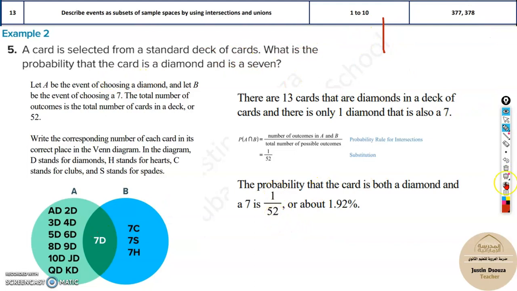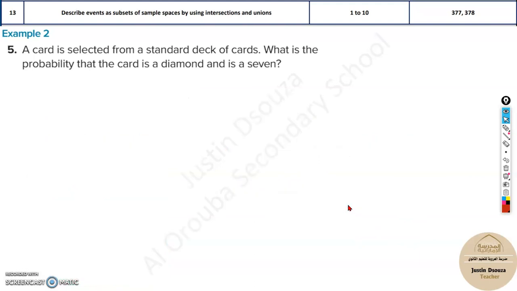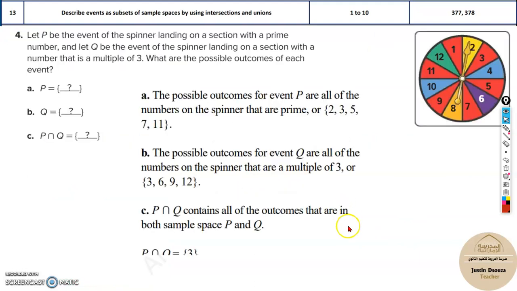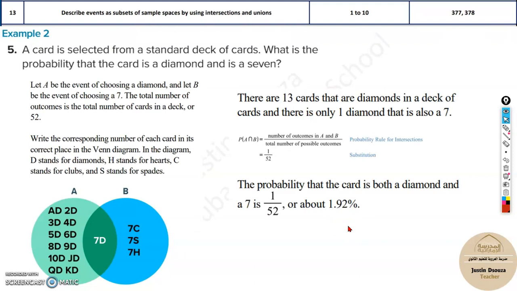So basically it's 1 divided by 52. So what this means is there is 1.92, nearly 2% chance that if you pick a random card in a standard deck, it would be 7 of diamond. So it's a very low probability. You can try, pick a random card. It may not be 7 of diamond, but there's 2% chance that it would be.